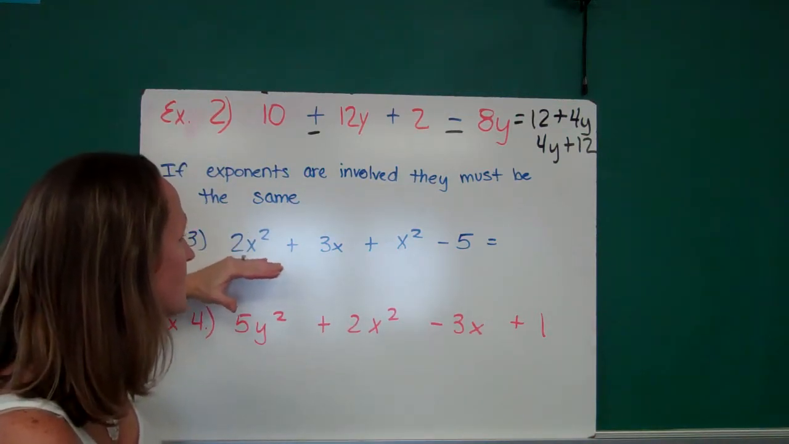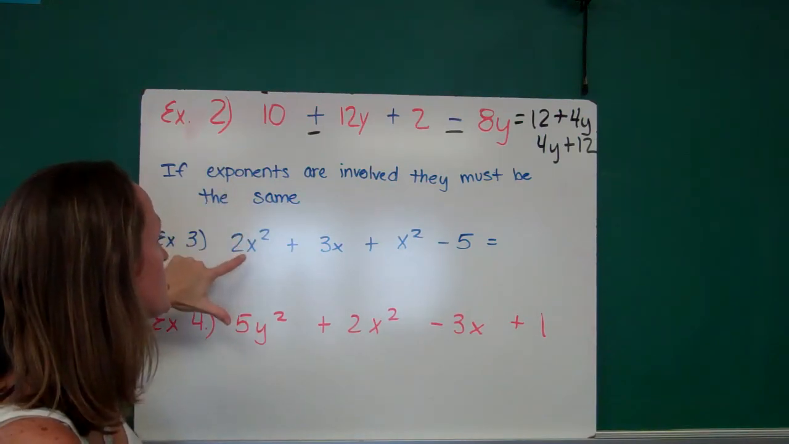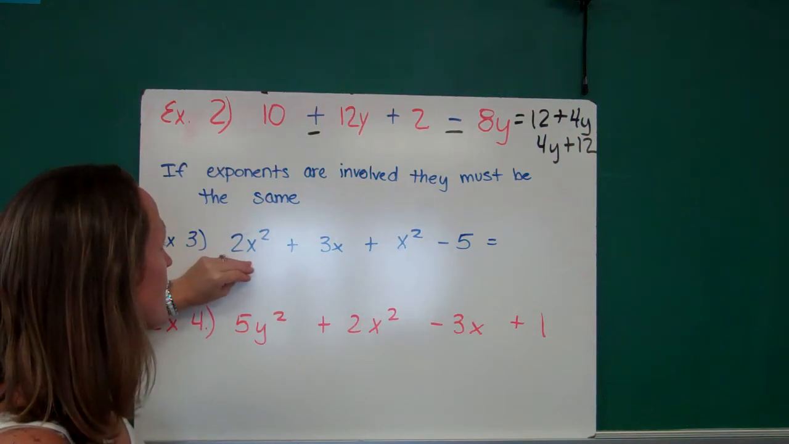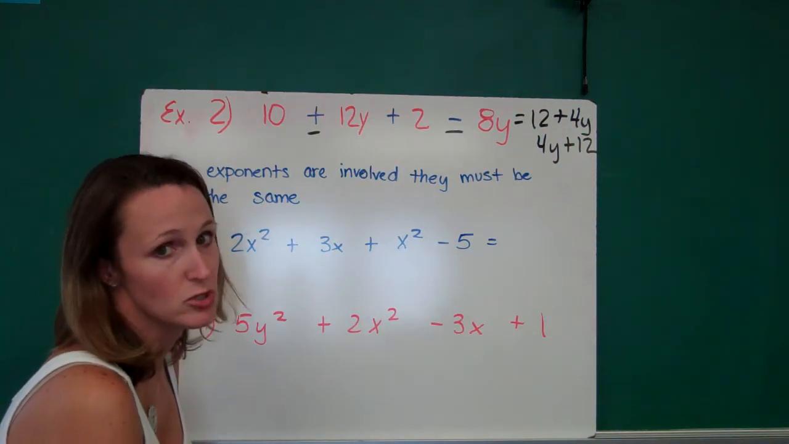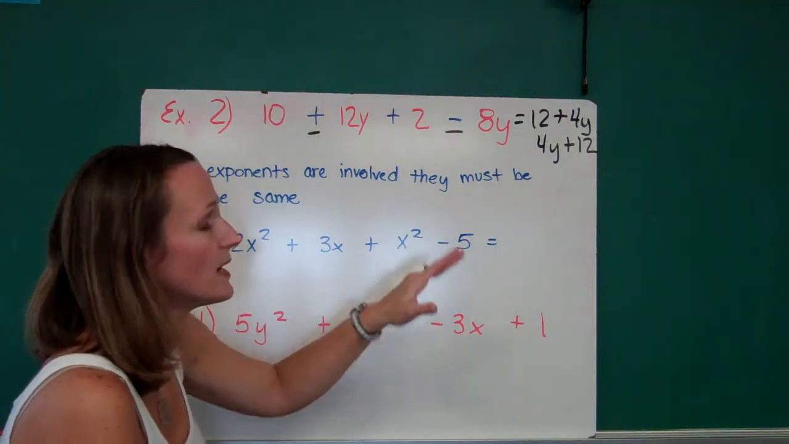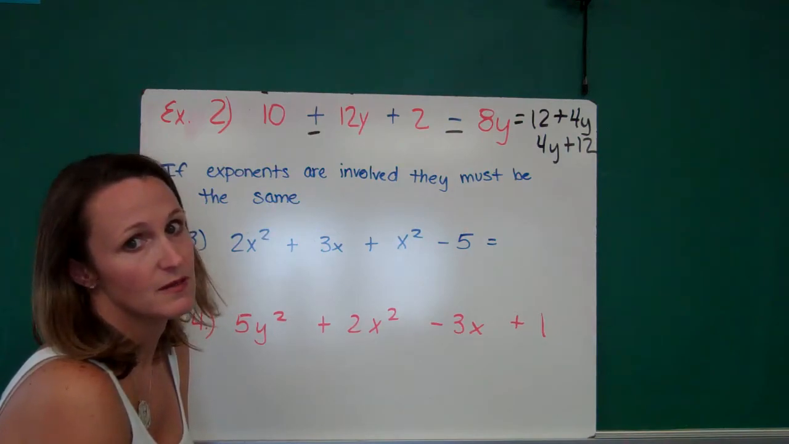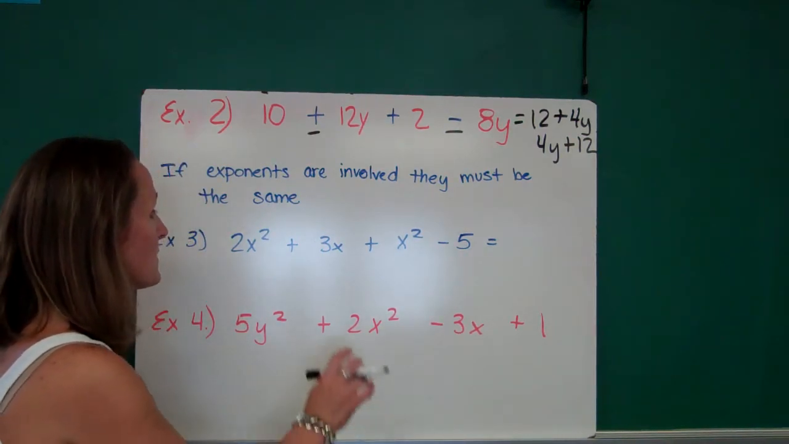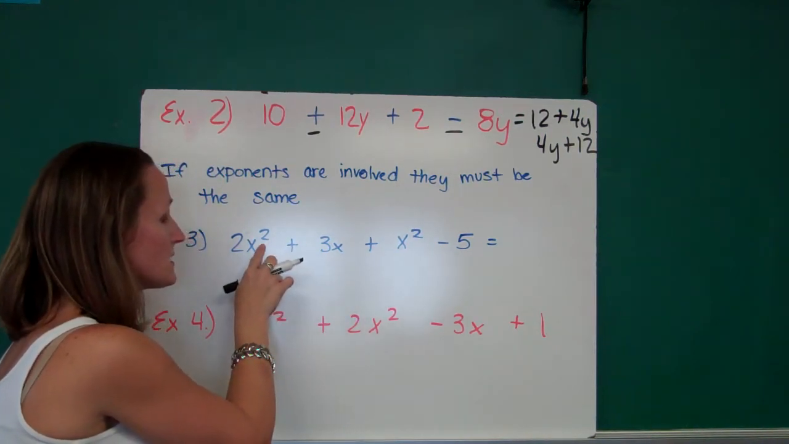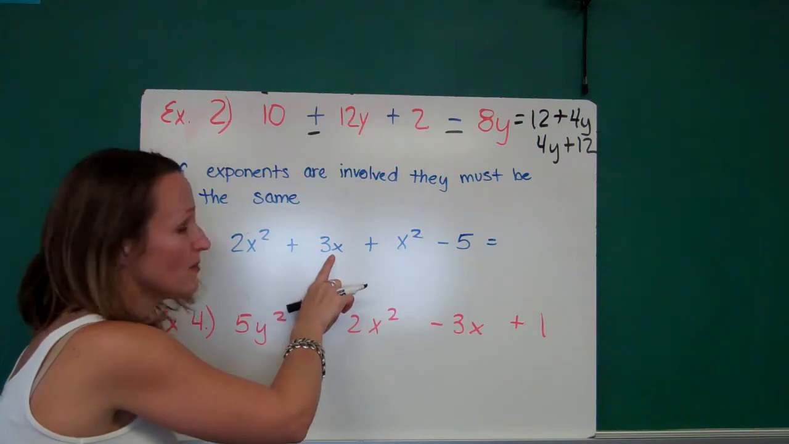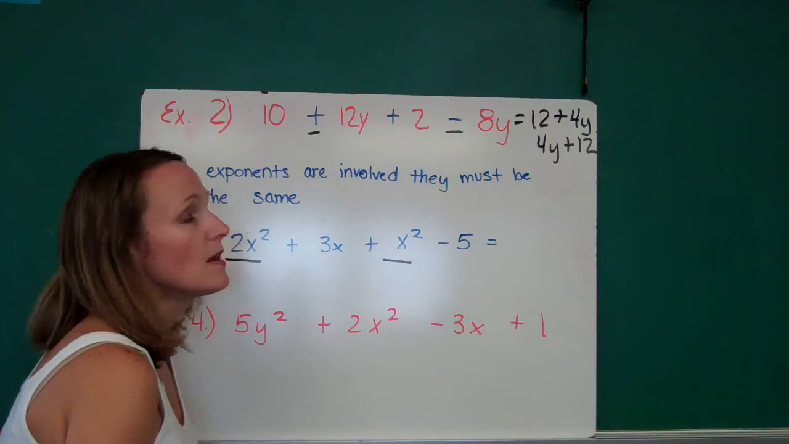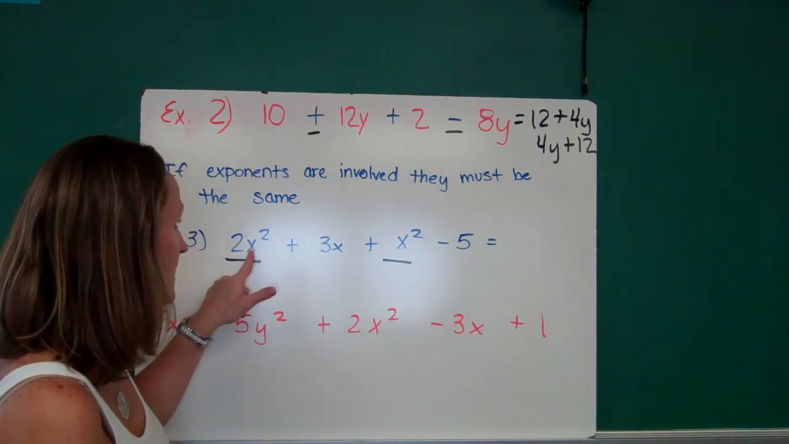All right, so let's take this a little bit further. If you have exponents such as 2x squared, they must be the same. So let's look at this one. We want to combine like terms. This one has 2x squared plus 3x plus x squared minus 5. Remember, they have to be exactly the same. So in this one, I have 2x squared plus 3x. These are not like terms. This is an x squared, this is a 3x. They cannot be combined. However, this 2x squared and this x squared can be combined because they are the same.